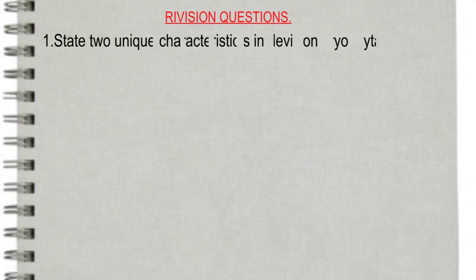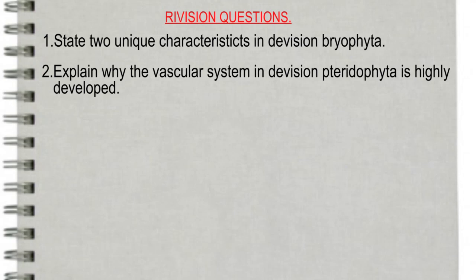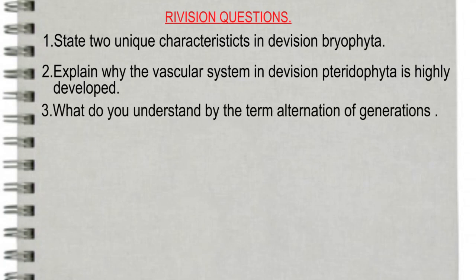For purposes of revising, these questions can be of great help. One, state two unique characteristics in division Bryophyta. Two, explain why the vascular system in division Pteridophyta is highly developed. Then lastly, what do you understand by the term alternation of generations?